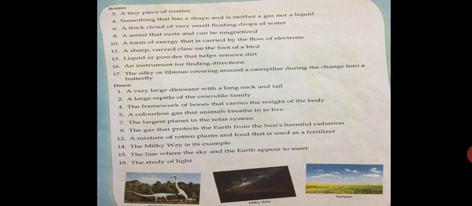Number 13, horizontal. Liquid or powder that helps remove dirt. What is this, children? Actually, the name of the material is detergent. We use detergent either in liquid form or in powder form, which helps us remove dirt from clothes or from any other object.